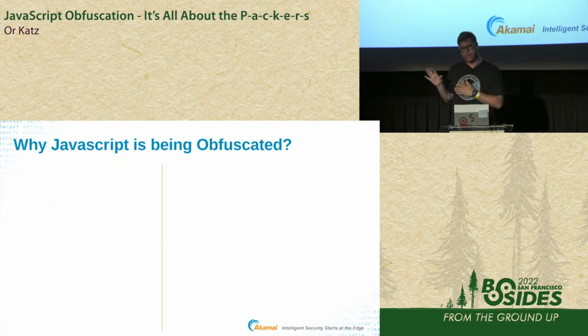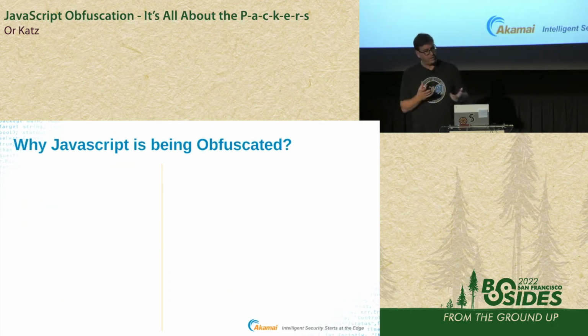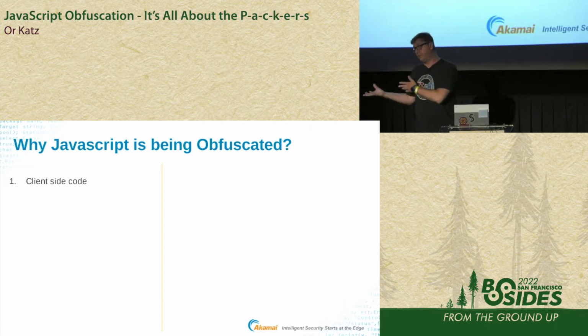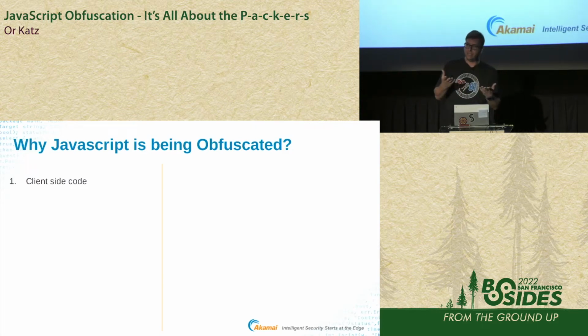So we talked about the how, let's talk about the why. Why is JavaScript being obfuscated? The trivial thing is that JavaScript is client-side code. It's run on our browser in most cases. And as such, it's code that is exposed to us, meaning we can see the code. We can see it in our browser.